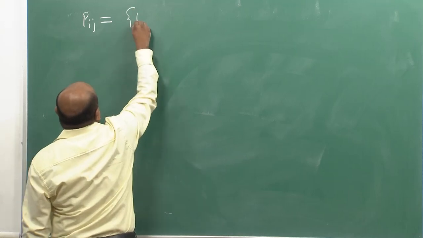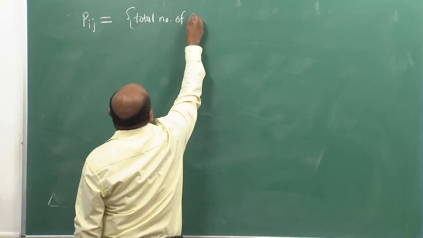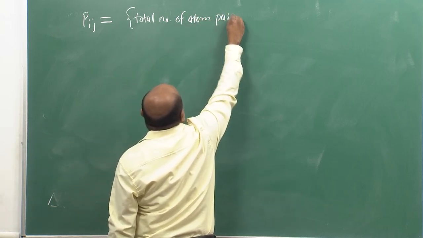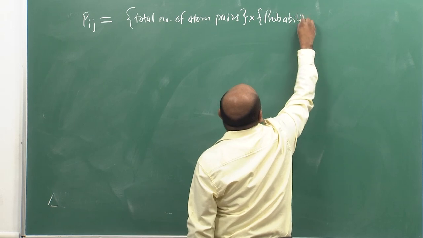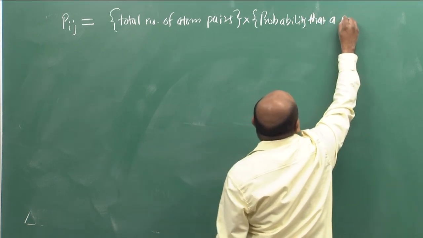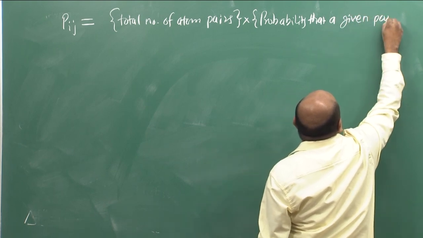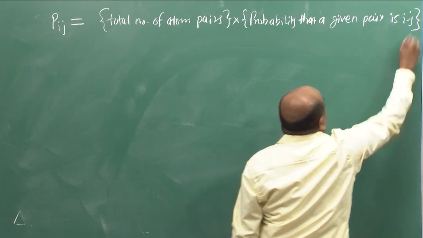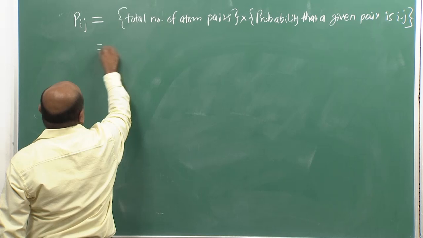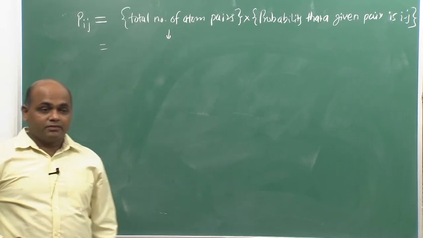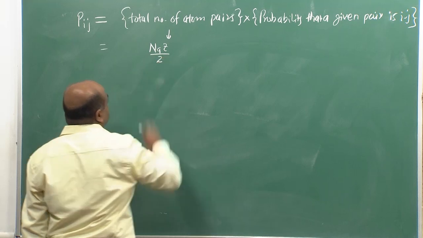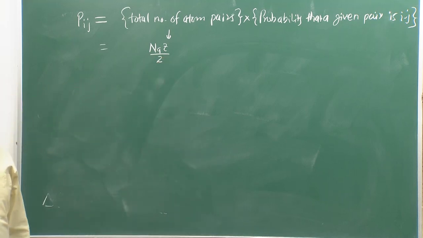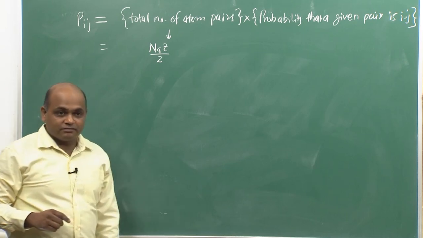So, PIJ is equal to total number of atom pairs multiplied by that probability that a given pair is an IJ pair. So, this first term will be how many total number of atom pairs will be there? This will be simply NAZ by 2, right? Total number of atoms times number of bonds per atom, and since we are counting each bond twice, we divide by 2.